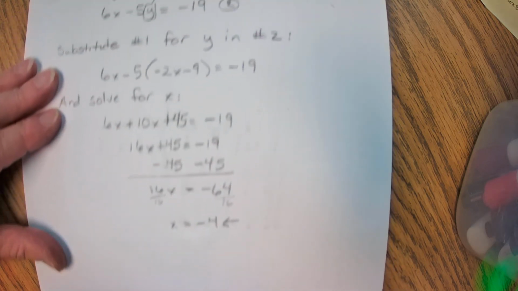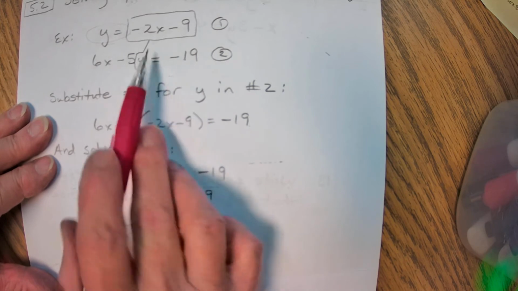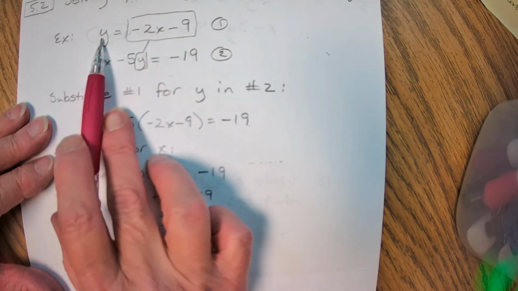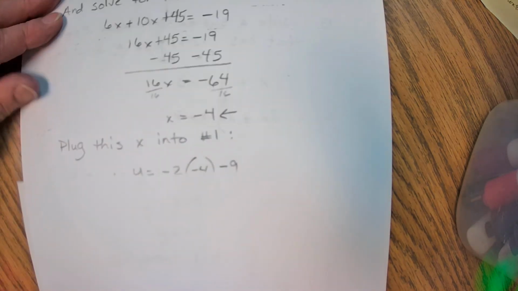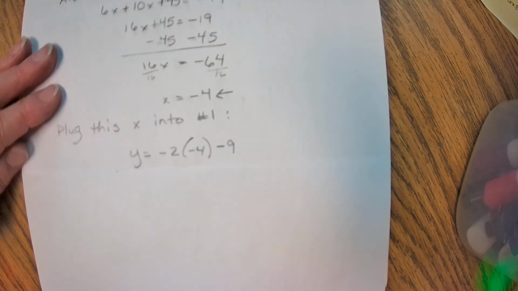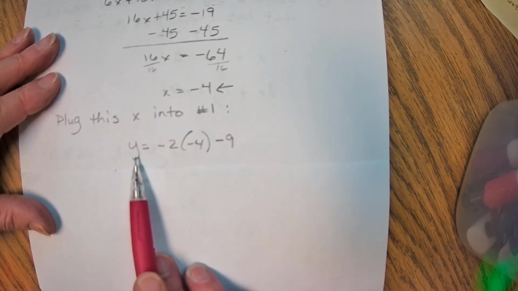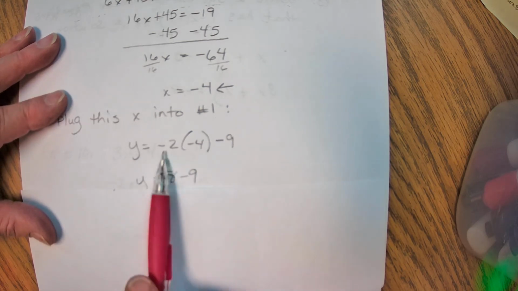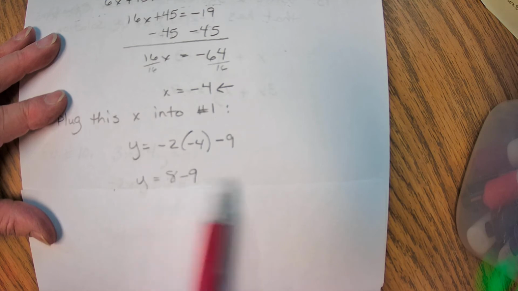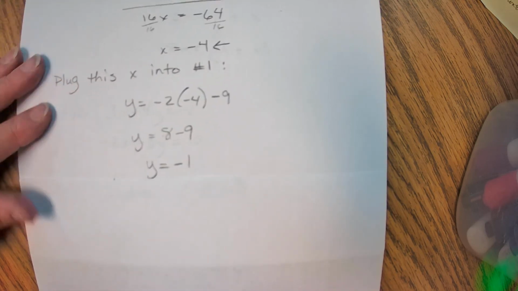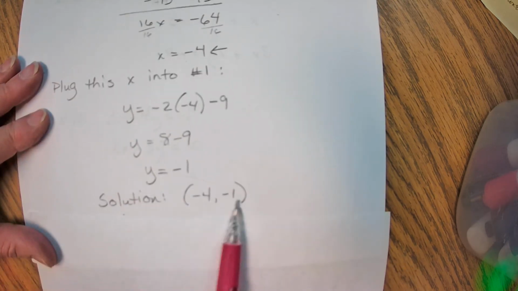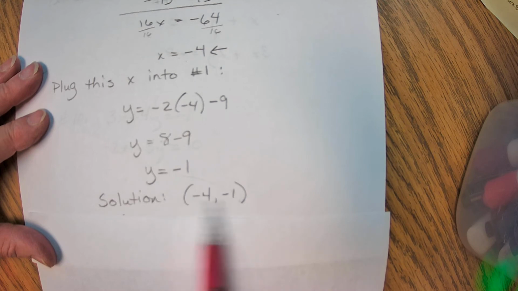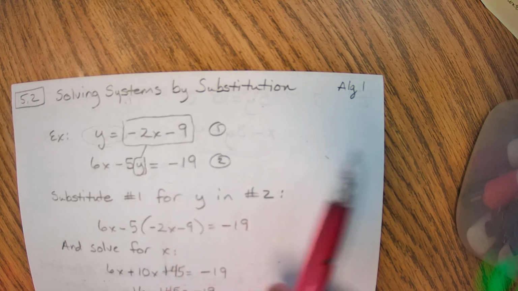Now I'm going to take that x value and plug it back up here and solve this equation for y. So plug this x into equation number 1. And now I have y equals negative 2 times negative 4 minus 9. Negative 2 times negative 4 is a positive 8. 8 minus 9 is negative 1. So the solution is, remember, x is negative 4 and y is negative 1. So this point, negative 4, negative 1, is where these two equations intersect when you graph them.